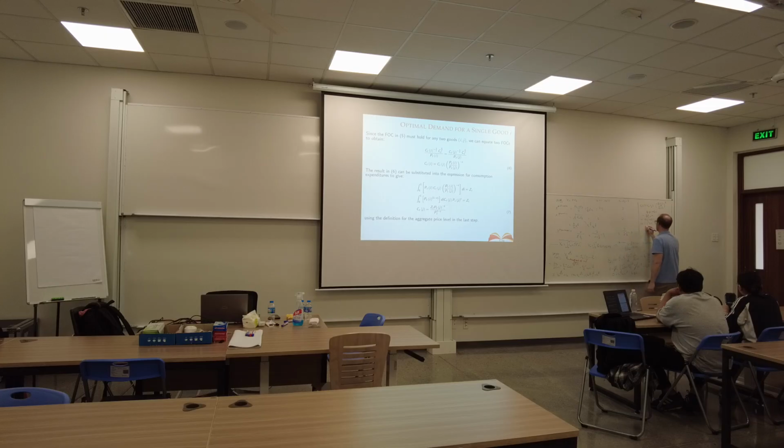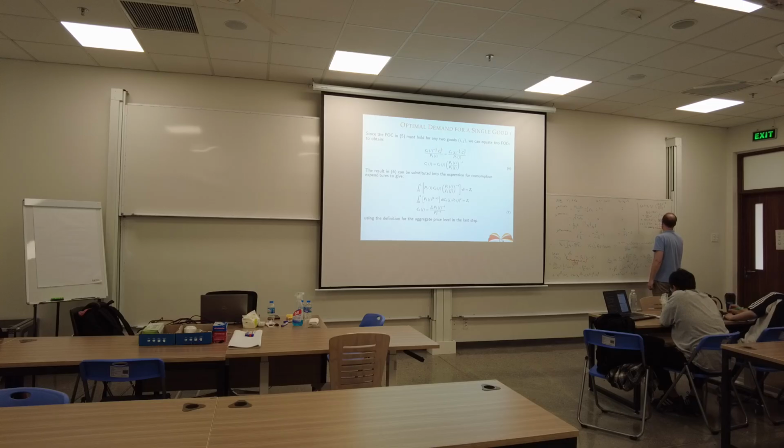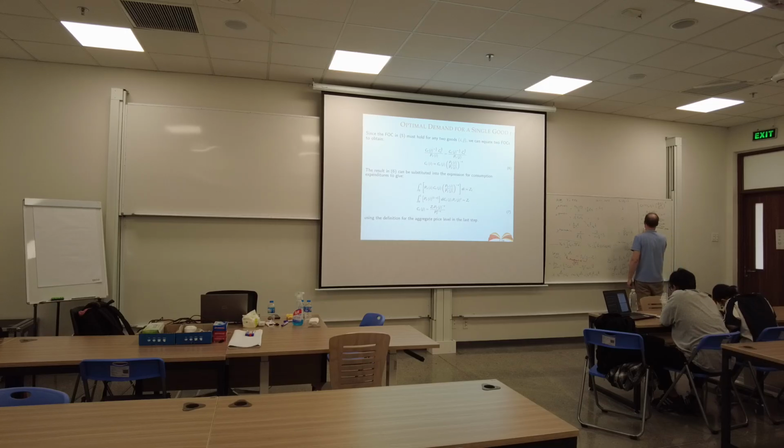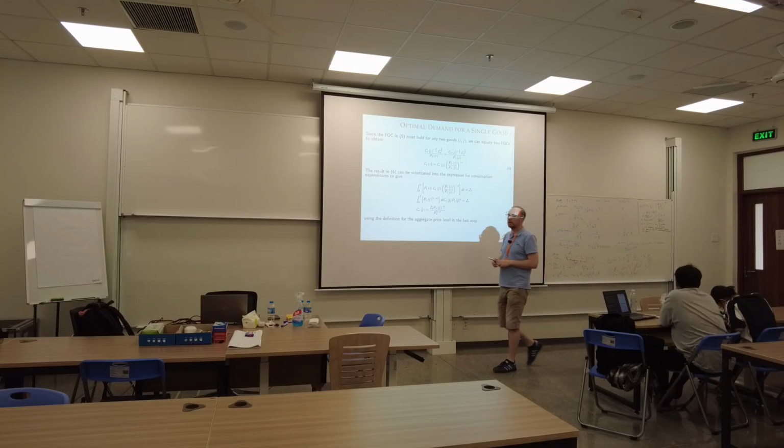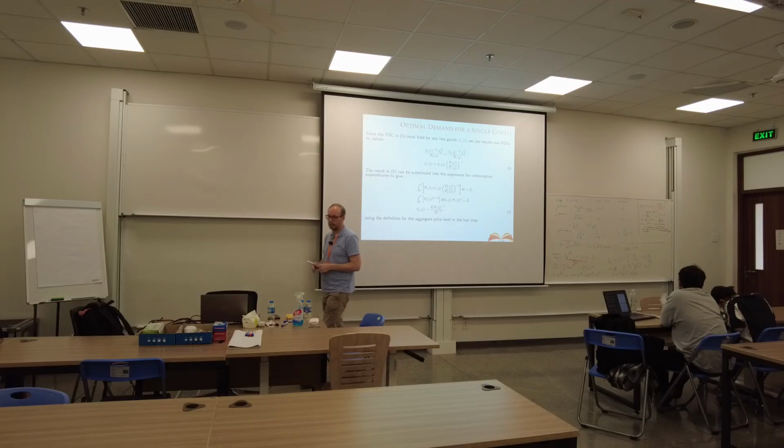So for perfectly substitutable goods, our demand for the more expensive good is 0. We will buy nothing of the more expensive good if it's perfectly substitutable for a cheaper good.